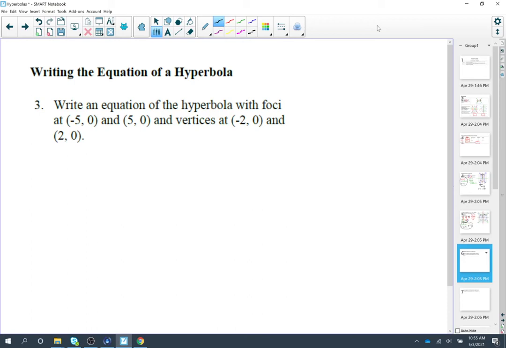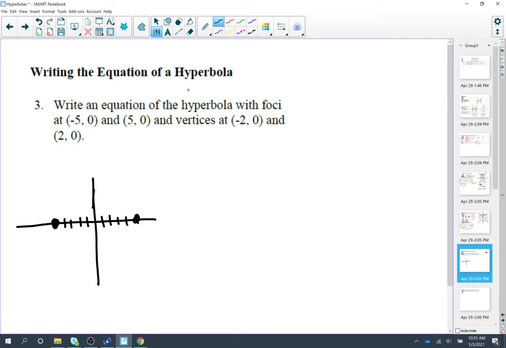Example 3. Write an equation of the hyperbola with foci at (-5, 0) and (5, 0), and vertices at (-2, 0) and (2, 0). So starting out, I'm going to start with a picture. Foci are at (-5, 0) and (5, 0).